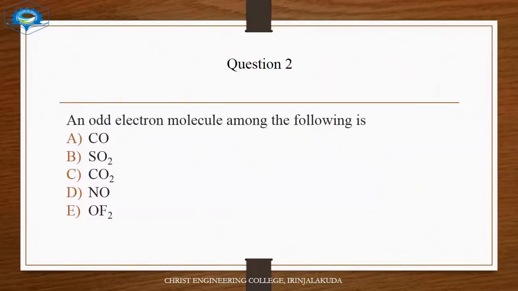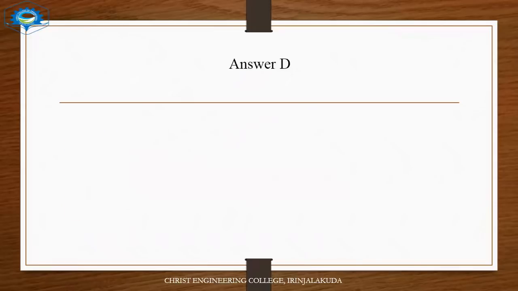Next question, question number 2: an odd electron molecule among the following is option A CO, option B SO2, option C carbon dioxide, option D NO, option E OF2. Here the answer is the odd electron molecule. The answer is very clear.